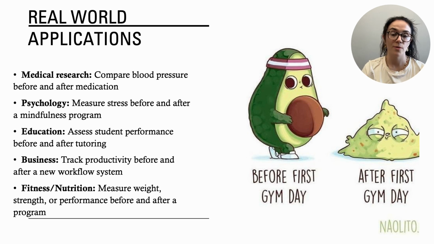For example, you might measure someone's running speed at the start of a 12-week program and again at the end to see if there's a statistically significant improvement. All of these examples show how paired t-tests help us measure meaningful change by focusing on the same individuals under two different conditions and helping us separate real progress from the random noise.